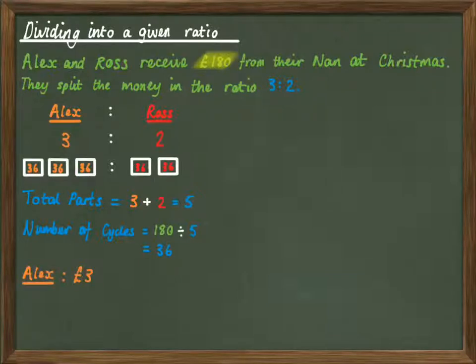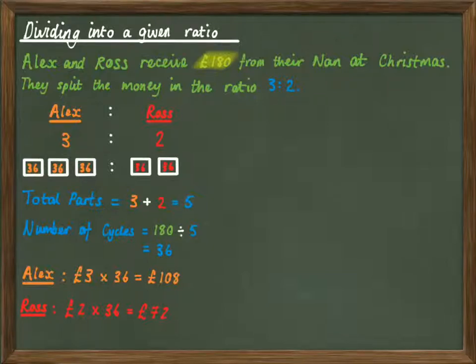Now for Alex, he gets £3. That's what my ratio tells me. And how many times does he get it? Well, he's going to get it 36 times, because that's the number of times I go round between Alex and Ross, and then back to Alex, and then back to Ross. So if he's got £3, 36 times, he's got £108. And Ross, in a similar way, gets £2, 36 times as well. So 2 times 36 is 72. So if we split this £180 with Alex getting 3 parts and Ross getting 2, then Alex should have £108 and Ross should have £72.